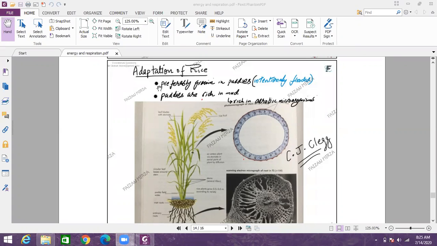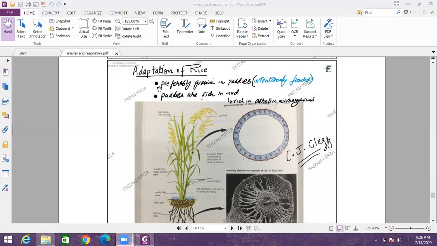But how do you plant the rice plant? You initially plant the crop in a separate field. When it grows to a certain height, you dig it out and you sow it in a separate field, which is a paddy. Paddies are intentionally flooded. These crops are planted in the paddies when they have already attained a certain height.